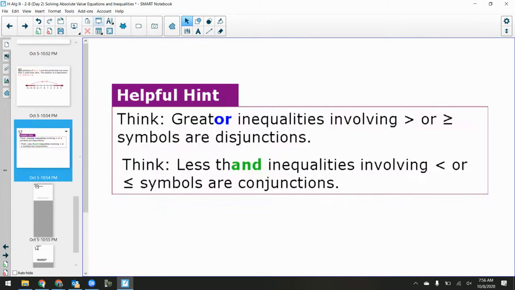The book thinks it's so funny. They think they're hilarious. They say great or, get it, like greater, great or than or equal to. That's the or inequalities. If you've got a greater than symbol, like the absolute value of x is greater than 4, they say great or to remind you that it's an or problem. That's not how you spell the word greater, we all know that. Great or less than. So if it's a less than symbol, it's going to be an and inequality, a conjunction. If it's a greater than symbol, it's going to be a disjunction.